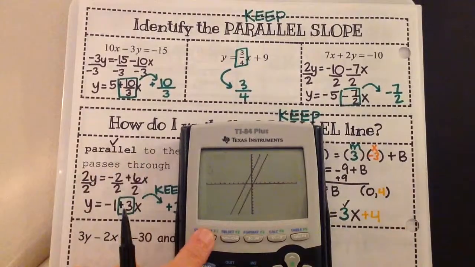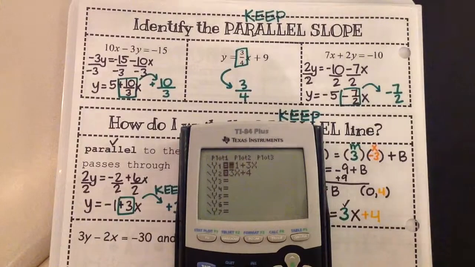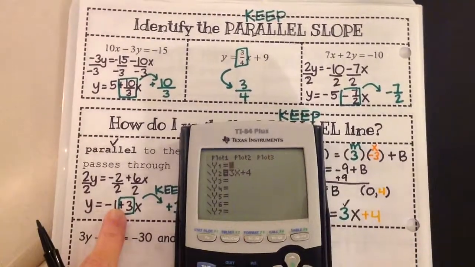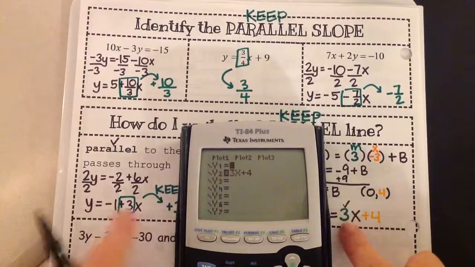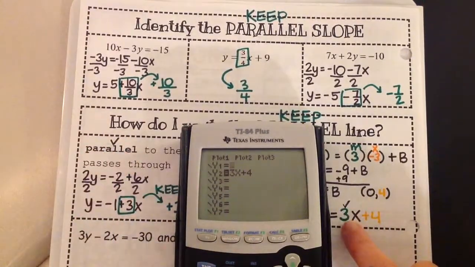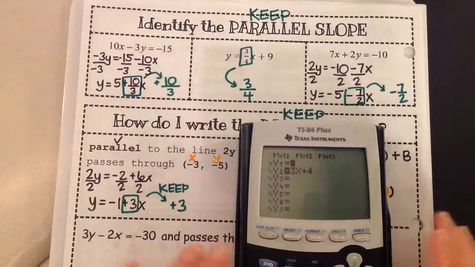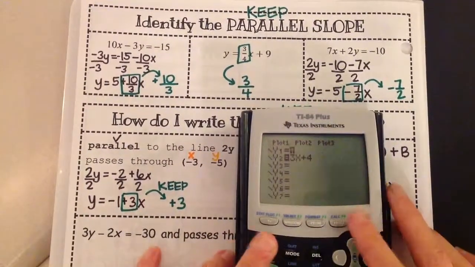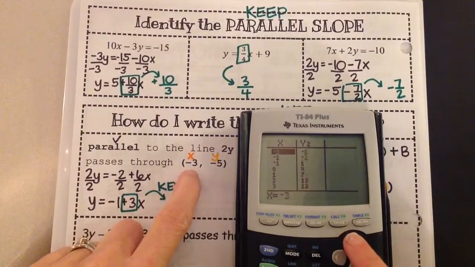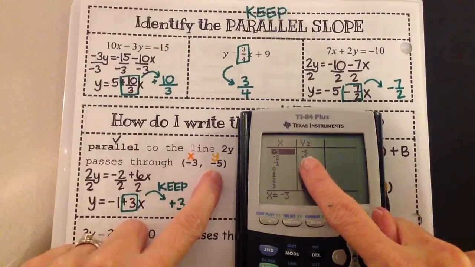So I'm going to go back to my y equals screen, and I'm going to erase the equation that is not my final answer. So I'm going to erase -1 plus 3x, the equation that I rearranged. I want to see my final answer here because I need to make sure my final answer has the point -3, -5 in its table. So I'm going to go to second graph to check my point, and I need to go up to the input value of -3 and make sure my output value is -5.